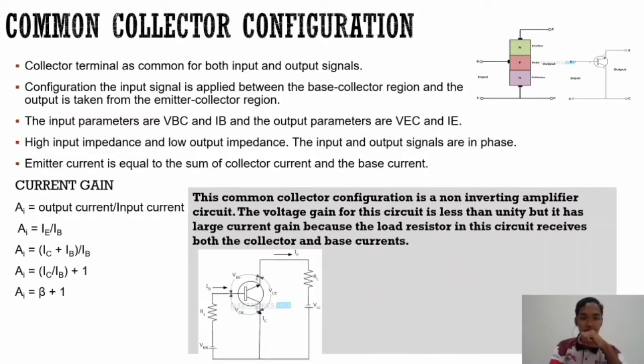And this common collector configuration is known as the emitter follower amplifier circuit. The voltage gain for this circuit is less than unity, but it has large current gain because the load resistance in this circuit receives both collector and base current, as you can see in the diagram.